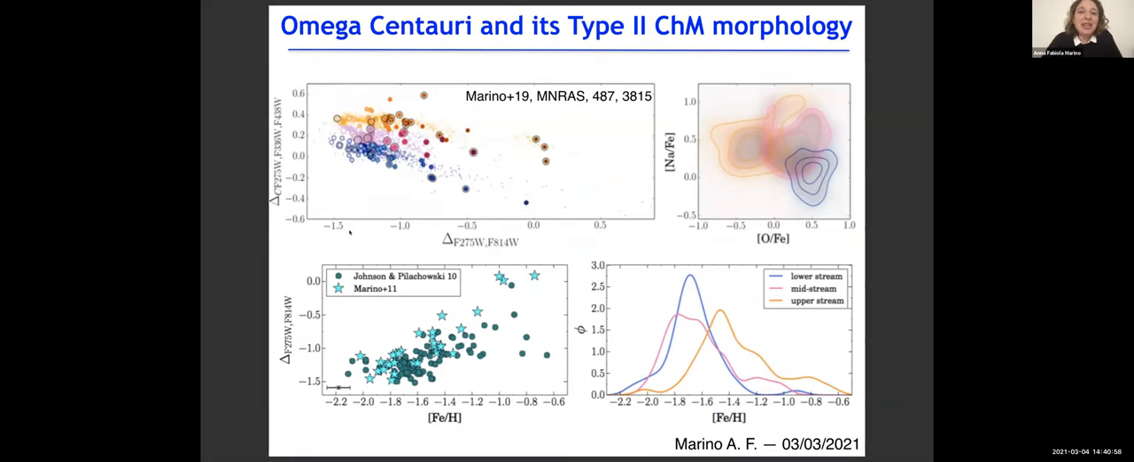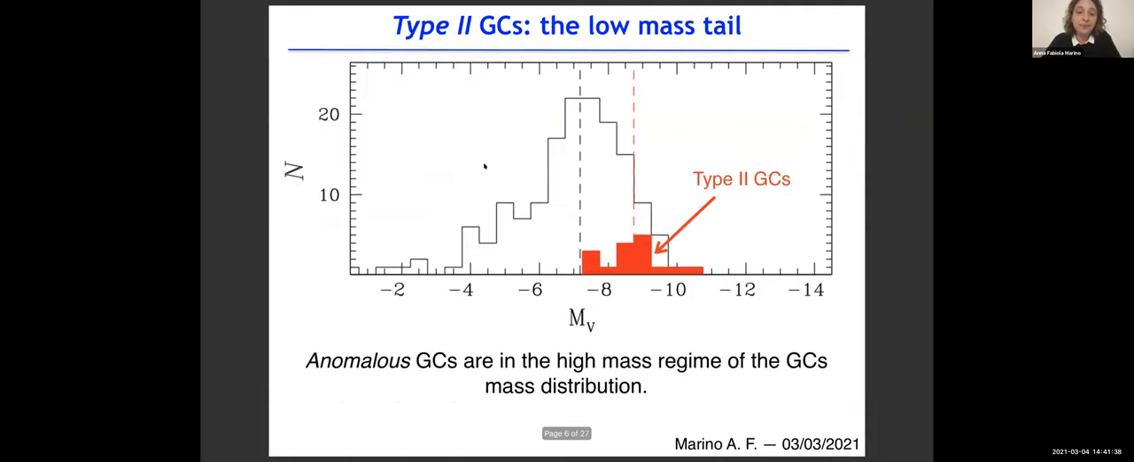Okay, Omega Centauri is one of the most famous type 2 globular clusters. This is because of its high variations in heavy elements, but also because, as you can see here, the chromosome map is very well extended towards the red side. It is a good proxy of the fact that we have metallicity variations that could be recognized on the chromosome map, because the x-axis of the chromosome map is tightly correlated with iron. And so this is an indication of the fact that we can find globular clusters with metallicity variations simply looking at the chromosome map.